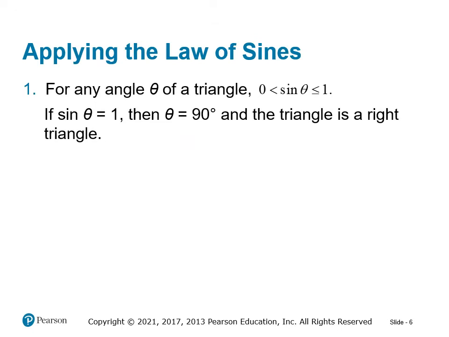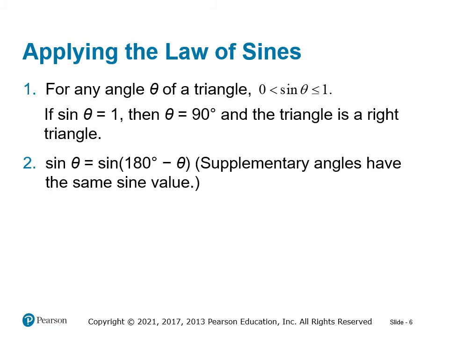So how do we apply the law of sines? Okay, for any angle theta of a triangle, we know that of course sine has to be between 0 and 1. If the sine is equal to 1, then we know that theta is 90 degrees and the triangle is a right triangle. Okay.